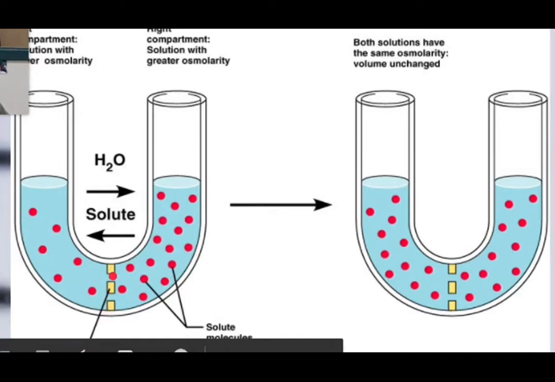Now, if this membrane allows both the solute and the water to pass, the solute, the red dots, have a high concentration over here and a low concentration over here, so they're going to want to go from high to low, and we see that with this arrow.